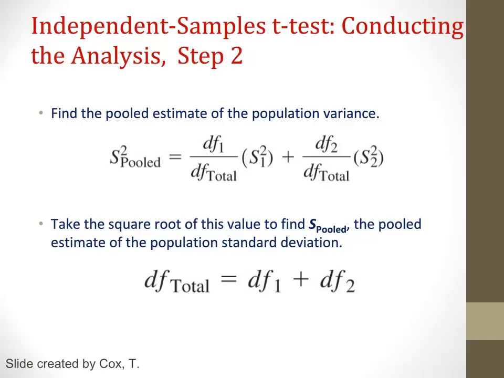And the df total is the total degrees of freedom across both groups. This is found by adding the degrees of freedom from both samples together. In the last part of the formula, we see the same thing repeated for the second sample or second group, for example, the control group, and then we add these values together.